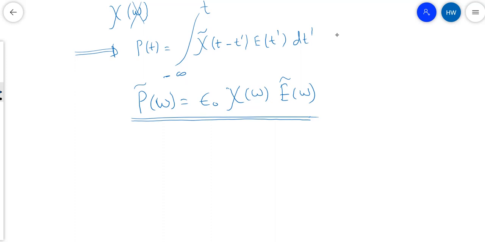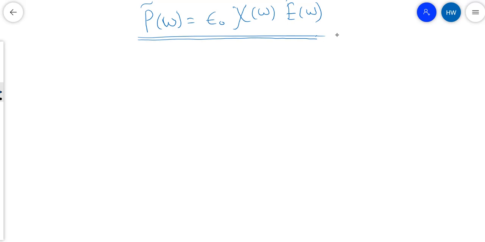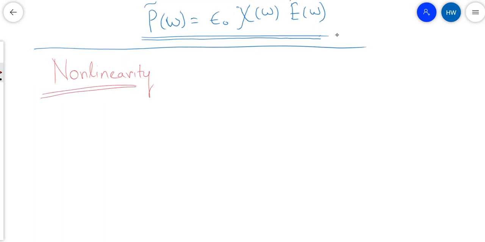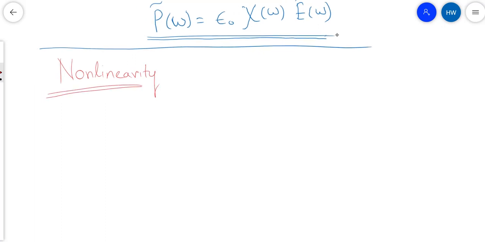So if I neglect this, in that situation I will make the assumption that chi becomes non-dispersive, or my system responds instantaneously to the stimulus. All right, so let us not get too much into this. From this, what I want to do is go to basically the nonlinear regime.